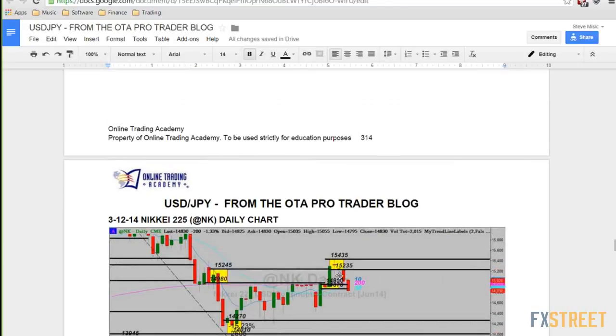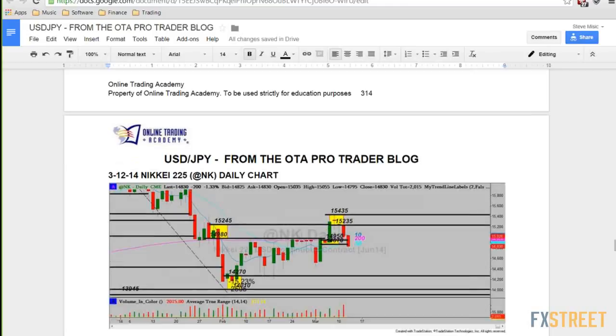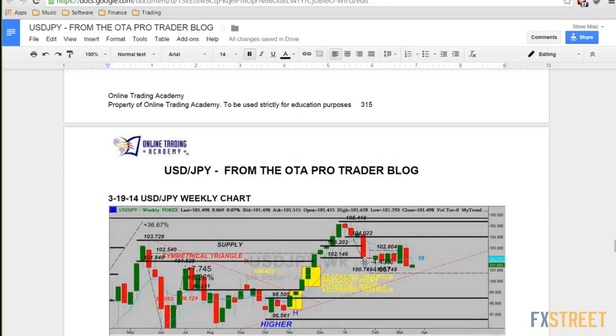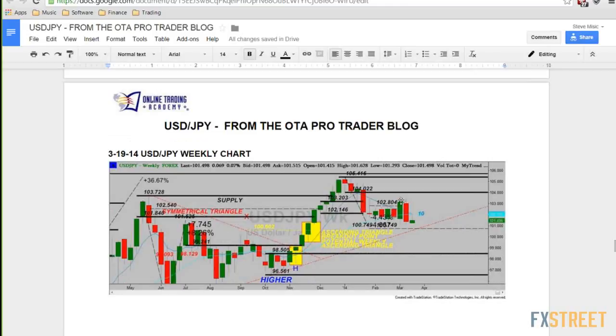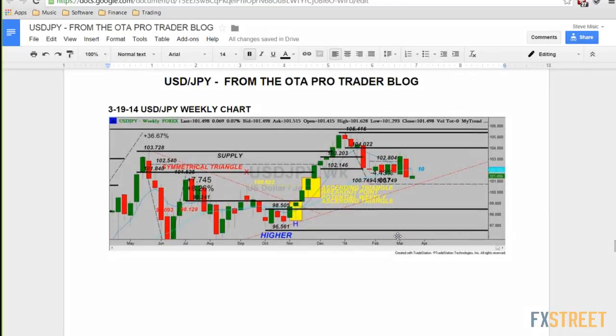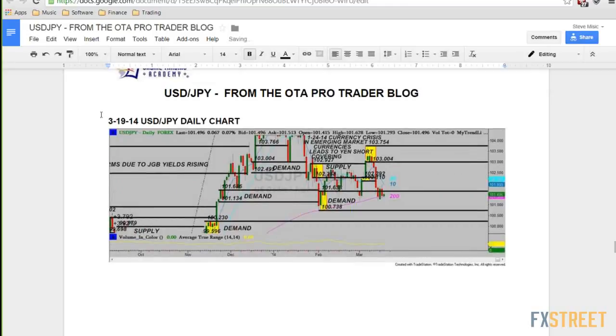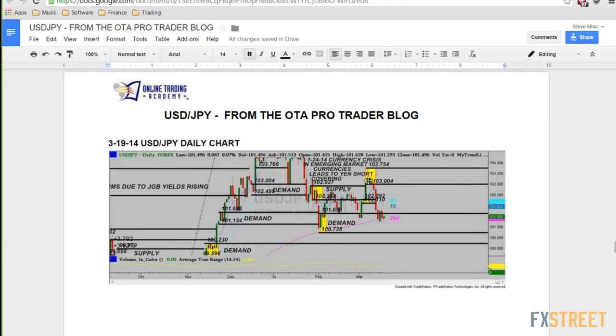And a new level of supply forms between 15,235 and 15,435 on the daily chart of the Nikkei on 3/12. And this is what the chart looks like on the weekly chart of the dollar yen, looking like we want to break out and make new lows. Then on 3/19, we come all the way back down to the old demand level. We had just poked our heads through the old supply level, fallen again, and created a new supply level between 103.004 and 103.754. We're back down in this old demand level, which we've been in four times.